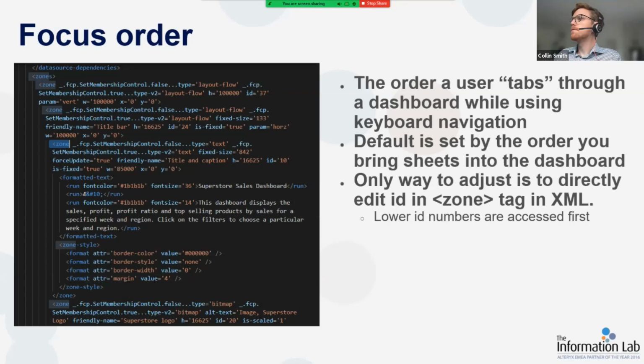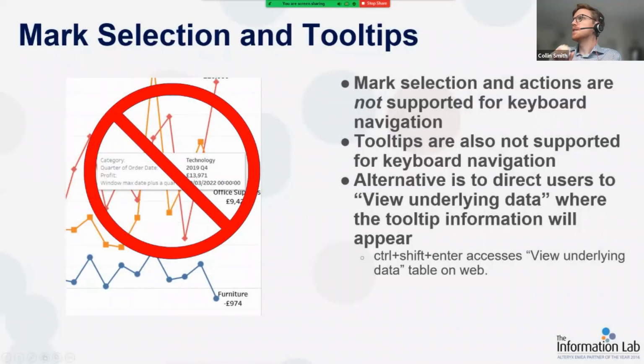All right, moving on from focus order now. Let's talk about mark selection and tooltips. One thing that I was surprised to find when I was trying to learn about accessibility in Tableau is that mark selection and actions are both not supported for keyboard navigation. So if you're not using your mouse, you cannot view any sort of tooltip on the dashboard, which means if there's any critical information that you need to make sure that all your users get in your dashboard, you should not put that in a tooltip. That should be somewhere already apparent on the dashboard.